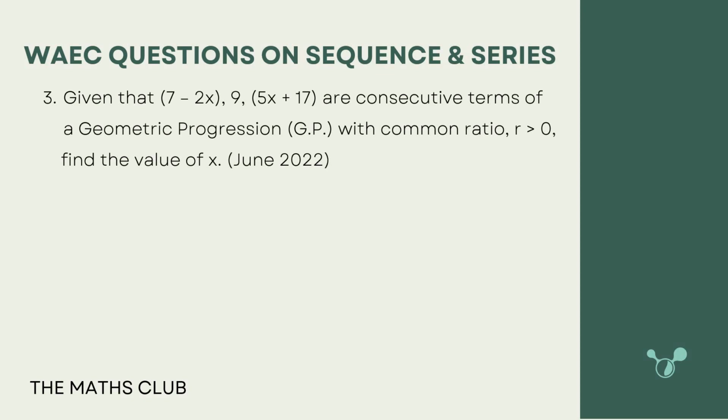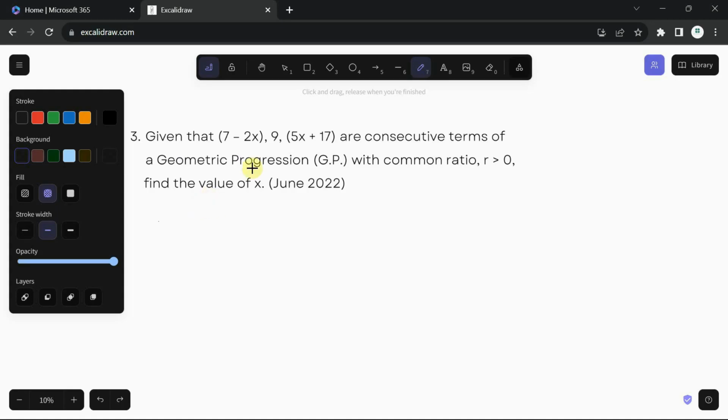Find the value of x. Now what are we given? We're told that one of the terms is 7 minus 2x, the other term is 9, and the last term is 5x plus 17. They didn't tell us that this is actually the first term, just that these three are consecutive terms of a GP.